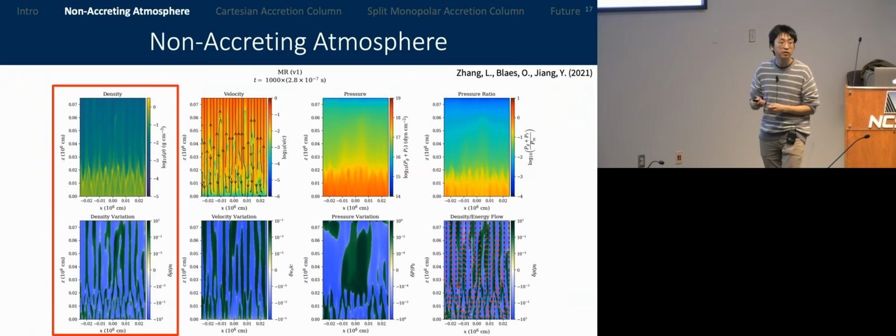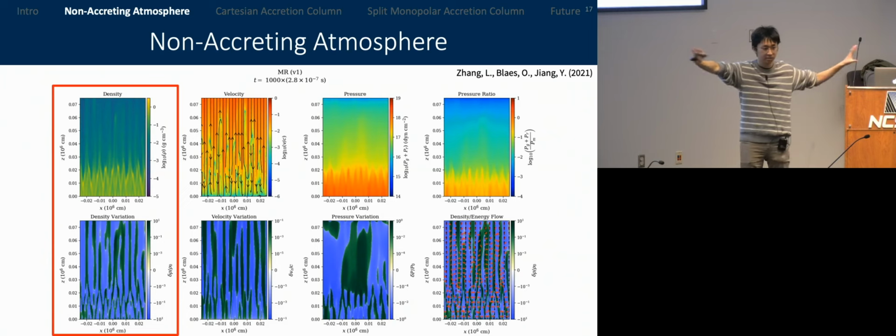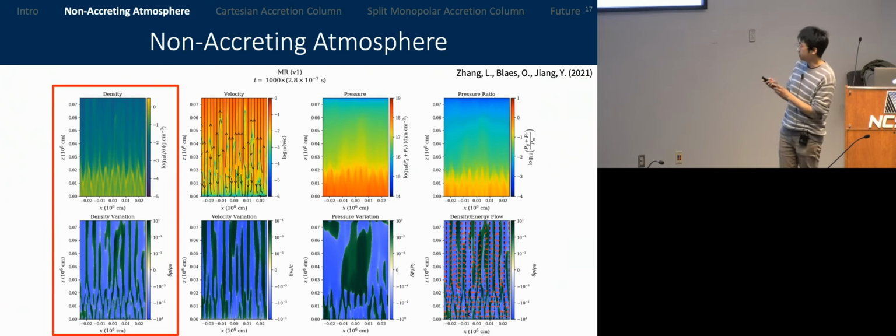So what about left and right? Oh, left and right is periodic. So you can think about it's just like infinitely long.